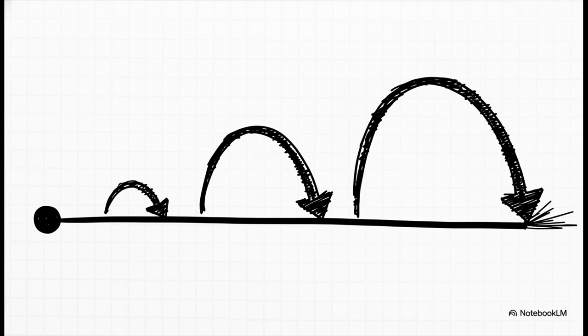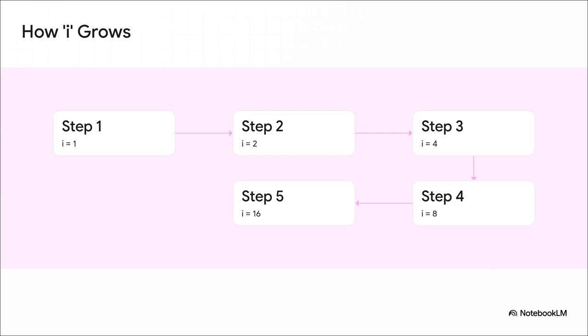Take a look at this loop. Notice anything different? The counter, i, doesn't just go up by 1. It doubles every single time. How do you think that changes things? This shows it perfectly. The value of i just explodes. It goes 1, 2, 4, 8, 16. It reaches the target n incredibly fast.